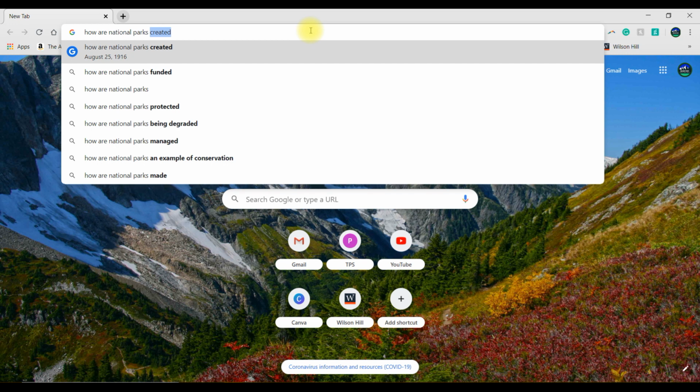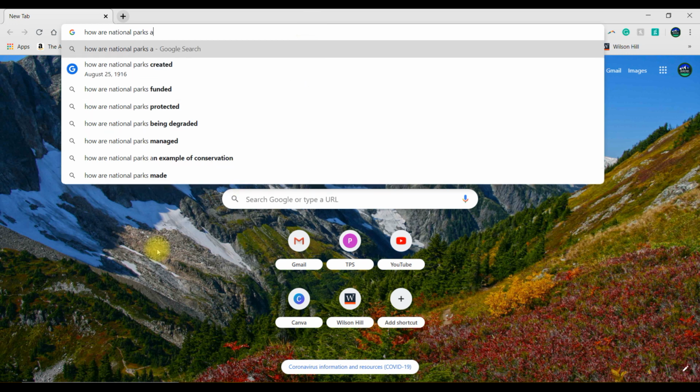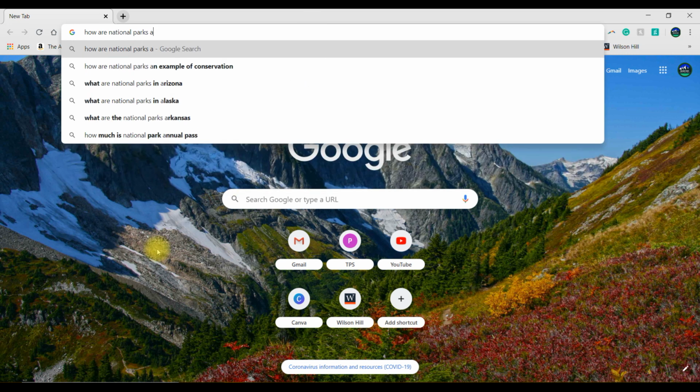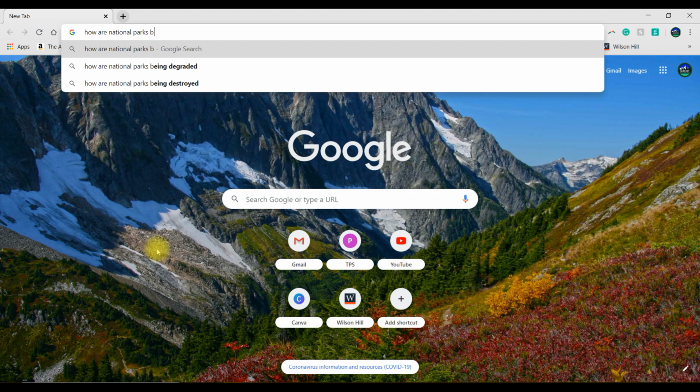As you can see, there are already several options here, but we're going to start with A. How are national parks an example of conservation? National parks are an example of conservation because they conserve areas of land, whether of historical significance or of natural ones. B. How are national parks being degraded, or as you see later, how are national parks being destroyed?